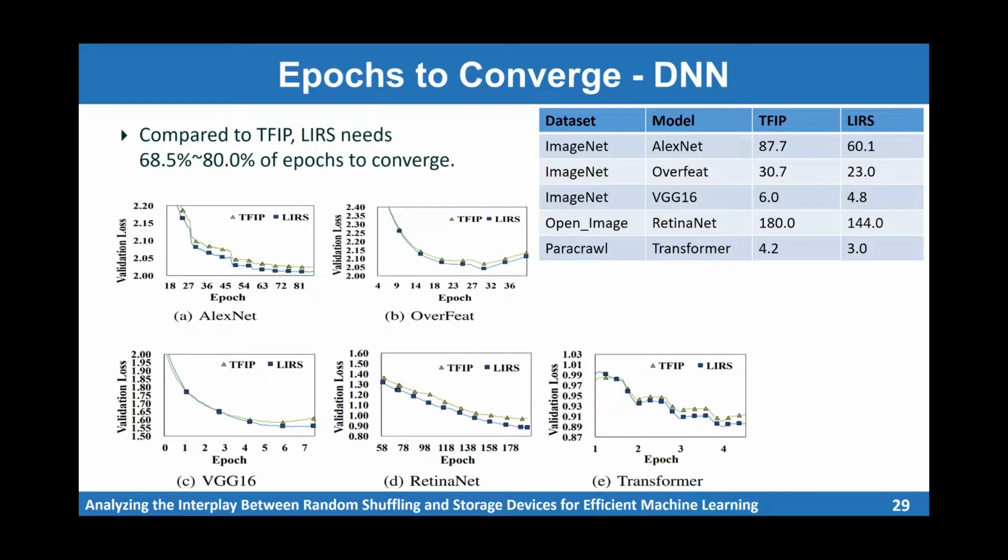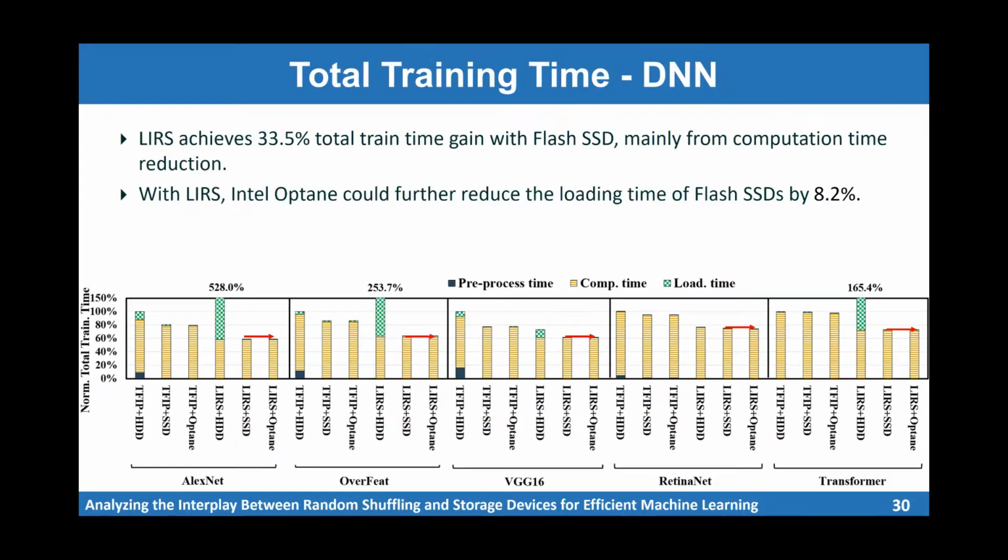Over the 5 models we tested, LIRS have smaller validation loss than TFIP, so it takes fewer efforts to converge, roughly between 70 to 80% of TFIP. With Optane, the loading time could be further reduced by 8.2%.